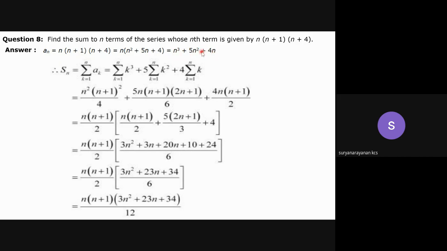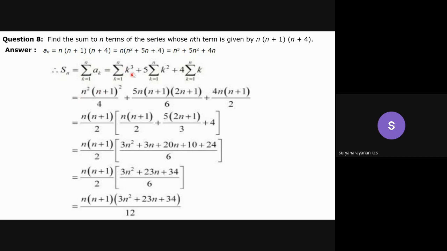For these three terms, we have to apply sigma notation to find the sum to n terms of the given series. Therefore, Sn is equal to sigma k equals 1 to n of ak, which is equal to sigma k equals 1 to n of k cube. In the place of n, we are writing k. Please remember this point, my children. That is plus 5 into sigma k equals 1 to n of k square, plus 4 into sigma k equals 1 to n of k. You know already the values of these sigma notations.